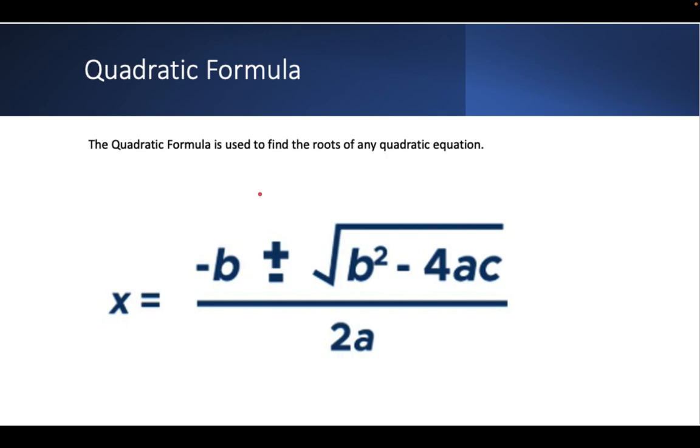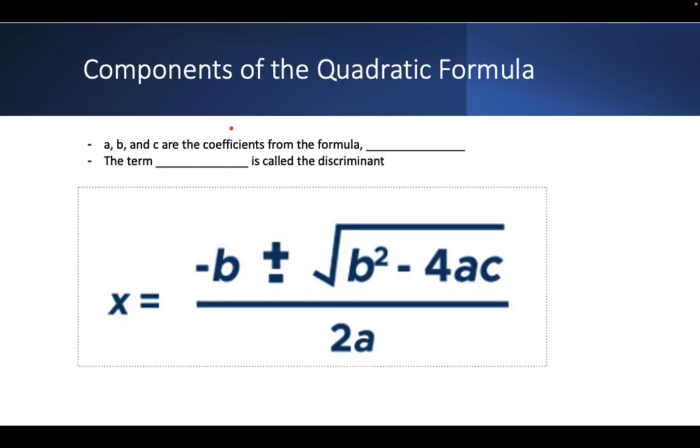The quadratic formula is a powerful tool for finding the roots of any quadratic equation. It's a formula that helps us discover the values of x that satisfy the equation. So let's look at the components of the quadratic formula. The a, b, and c are the coefficients from ax squared plus bx plus c, our formula from before. The term b squared minus 4ac is called the discriminant.